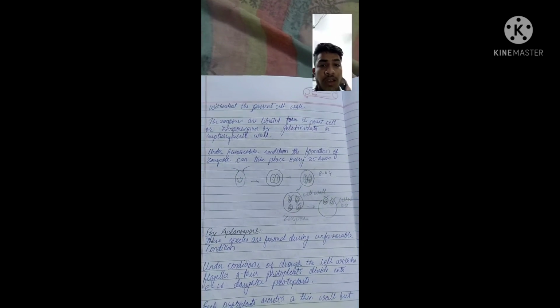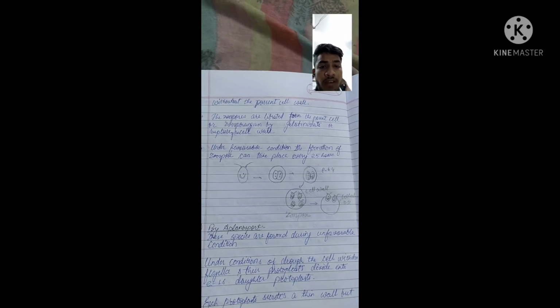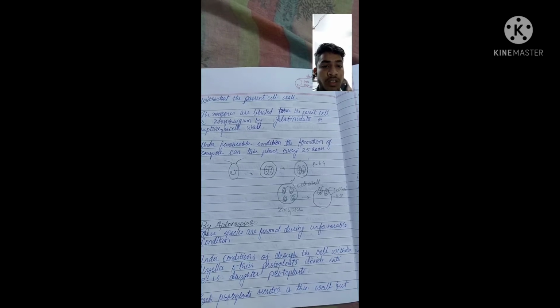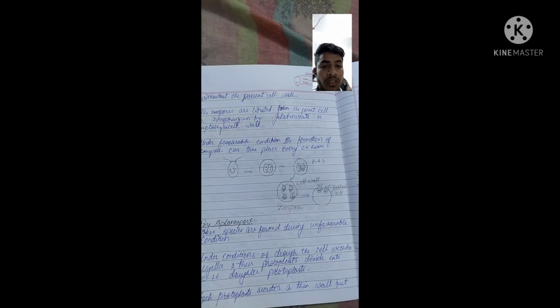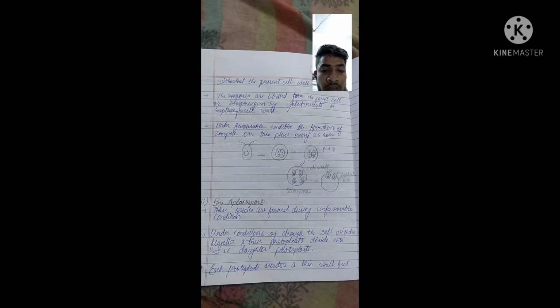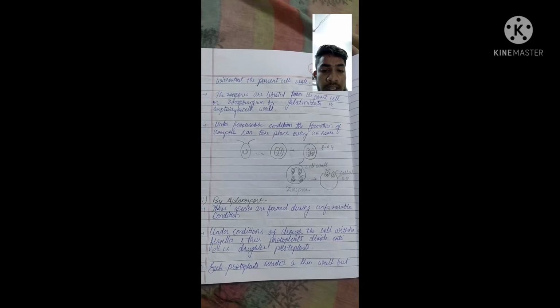रप्चर होता है। Under favorable condition the formation of zoospores can take place by 24 hours, and first one is divided to form two spores. Zoospores form 8 and 16 cell wall. These spores are formed during unfavorable condition. Under condition of drought, the cell withdraws flagella and their protoplast divides into 2 to 16 daughter cell protoplasts.